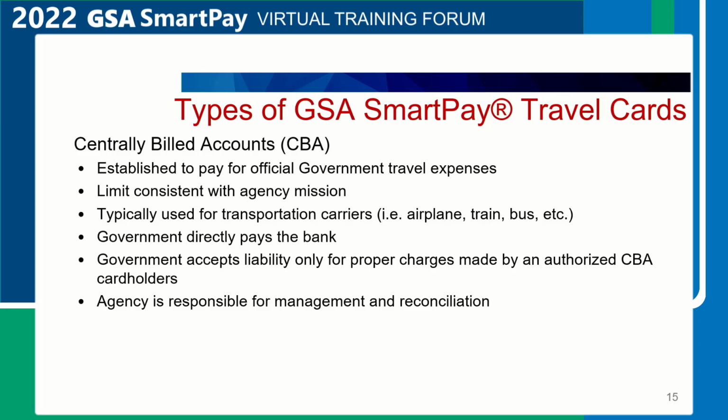With the CBA account, the government holds the liability and the government pays the banks directly for those charges that are placed on the CBA. Only authorized travel-related expenses may be placed on the CBA, just like the IBA. You should never use your government charge card for personal charges not authorized for government travel.